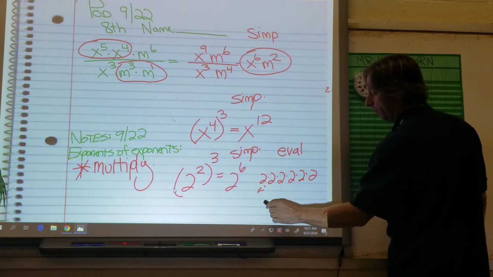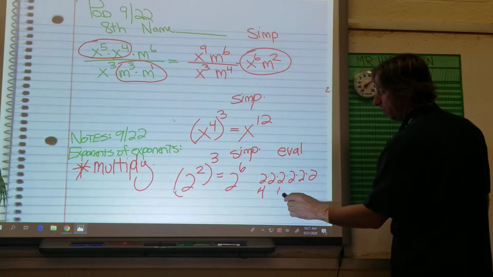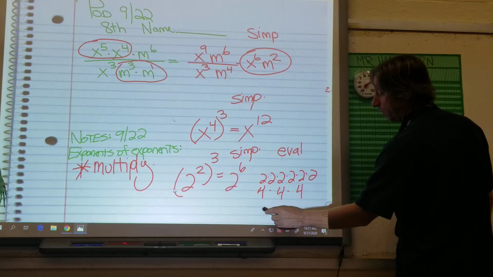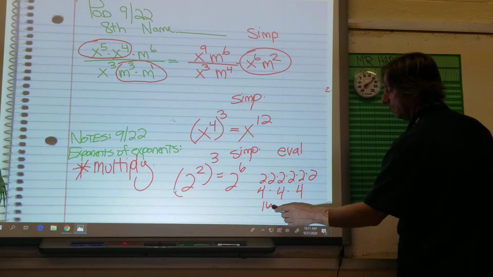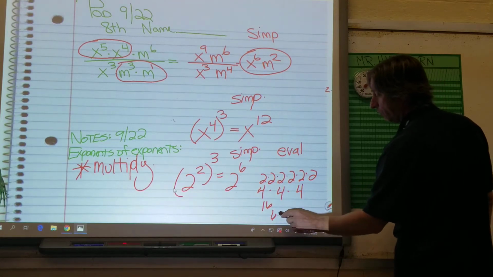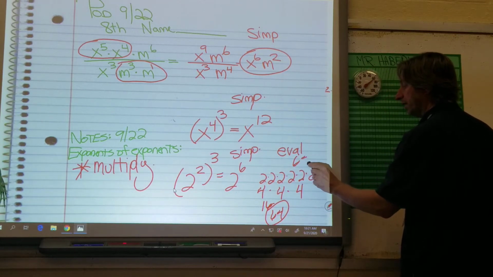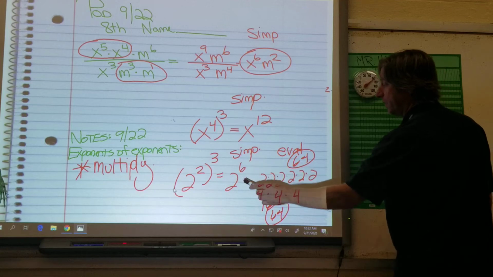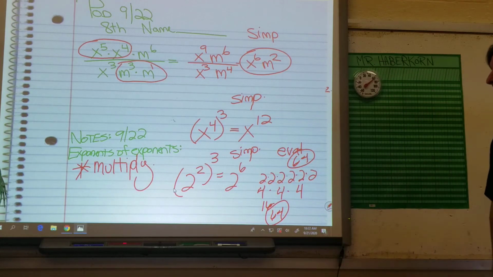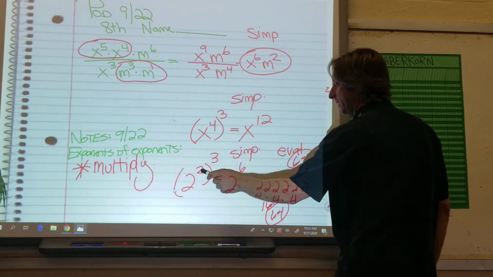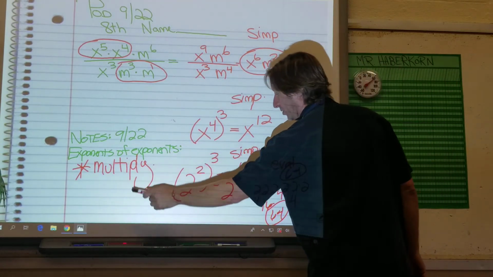2 times 2 is 4. 2 times 2 is 4. Times 2 is 4. 4 times 4 is 16. 16 times 4 is 64. All right, so that's my evaluation would be 64. Simplifying would be 2 to the 6th. All right, so pretty easy stuff so far. Nothing that crazy. Exponent of an exponent, you multiply.